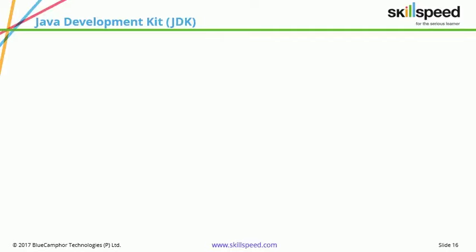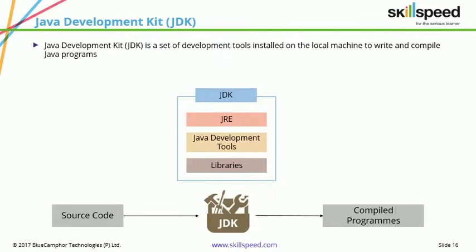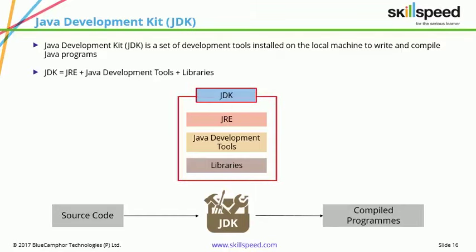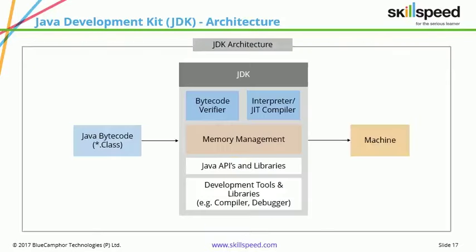Now what is the JDK, the Java Development Kit? The Java Development Kit is a set of development tools which can be installed on a local machine for us to write and compile the Java programs. Compile in the sense for execution. So JDK will contain the JRE, the Java runtime environment, which is used for running the applications, as well as the development tools and some libraries which are required for development. So JDK equals JRE plus Java development tools plus the libraries.